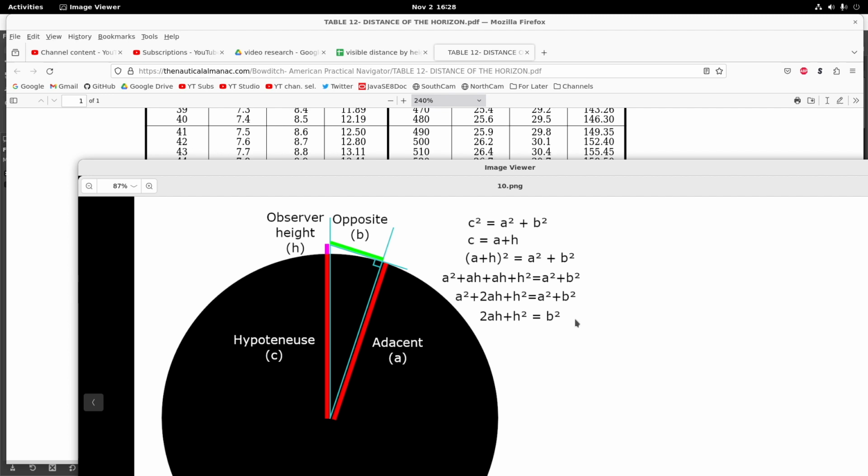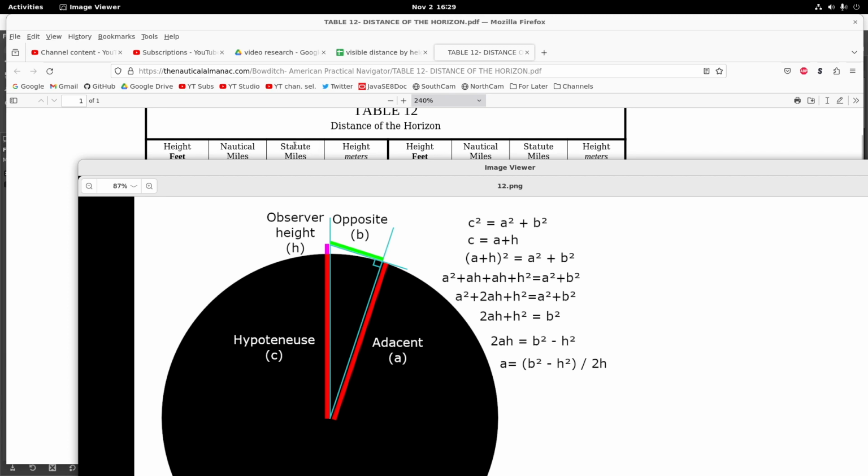I can subtract H squared from both sides. I've got 2AH equals B squared minus H squared. And now I can divide both sides by 2H, which leaves me with A. So I've now derived the formula to calculate the radius of the Earth simply based on the square of the maximum visible distance to the horizon in statute miles, or converted to meters.